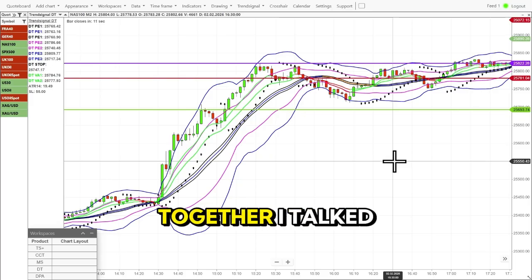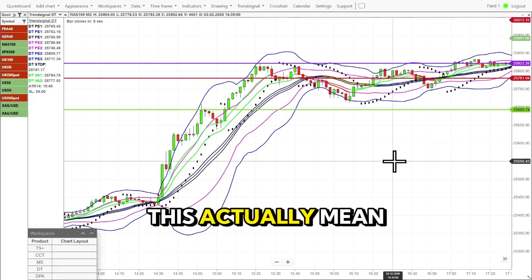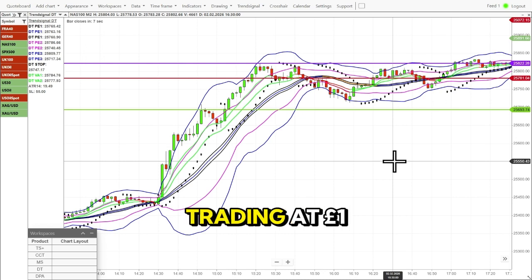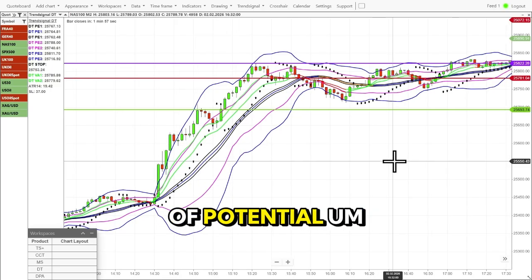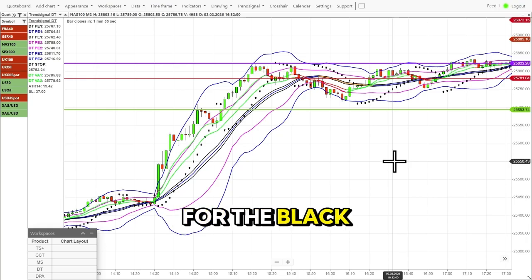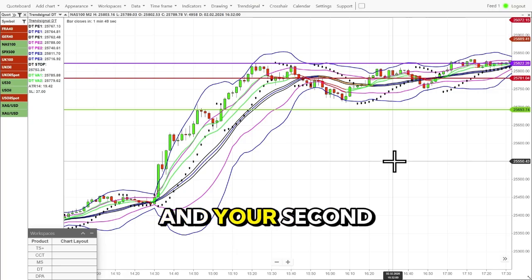Putting that all together, I talked a lot about pips, but what does this actually mean for you? Well, if you're trading at £1 per pip, a beginner kind of size account, just while you're practicing, just taking the best moves, it's about £355 worth of potential. If you're looking for the black arrow moves, which you may do when you're newer, your first move was £111 and your second move was £51.